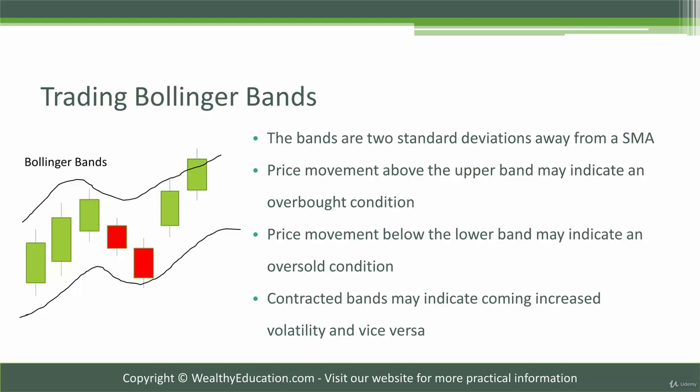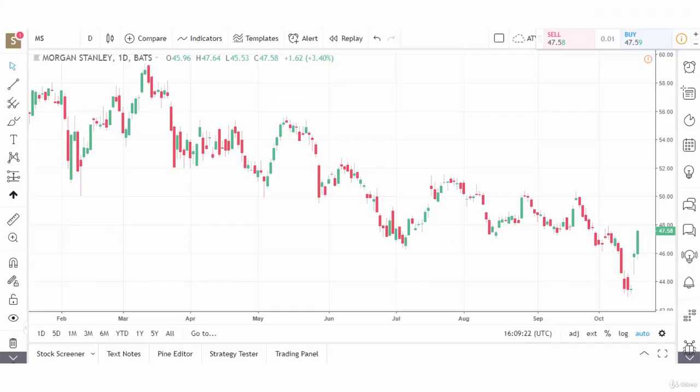This can be very important in options trading strategy. If you are wishing to sell or buy volatility, then the Bollinger Bands can help you initiate those positions. So let's take a look at Bollinger Bands on a chart and how we would trade with Bollinger Bands. Let's use a chart of Morgan Stanley to show how we would trade Bollinger Bands.